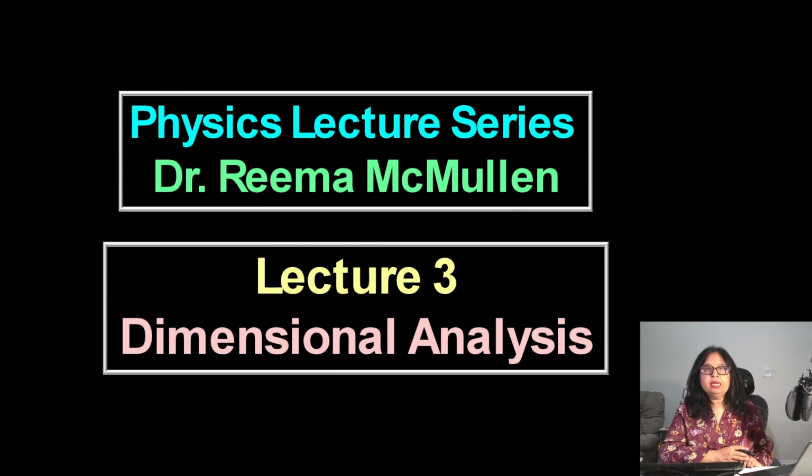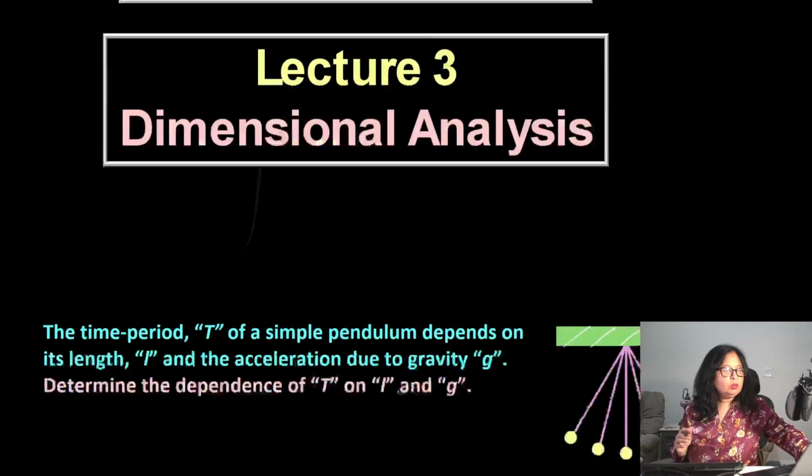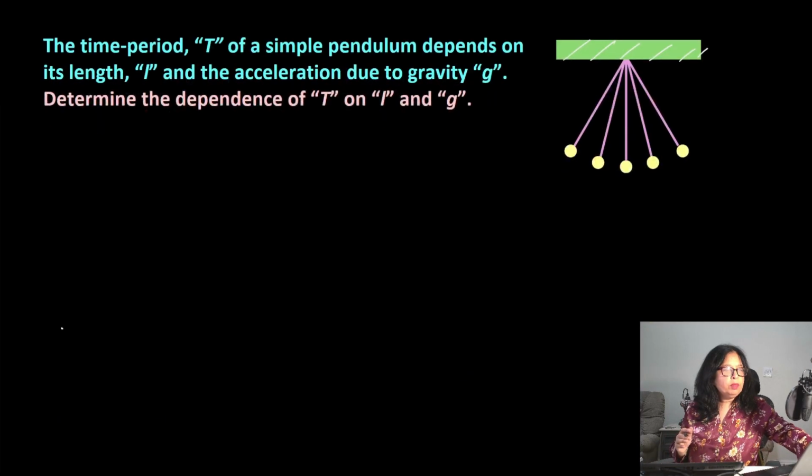In this lesson, you're going to learn how dimensional analysis methods can help us determine the time period of a simple pendulum, the time period of a spring and a mass system, and the time period of a satellite that is going around its planet in a circular orbit. So moving on to problem number 1. We're told that the time period of a simple pendulum depends on its length L and the acceleration due to gravity g, and we are asked to determine the dependence of T on L and g.